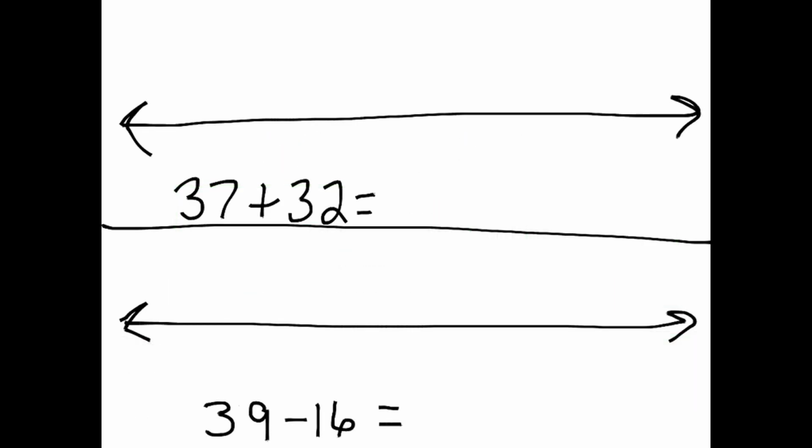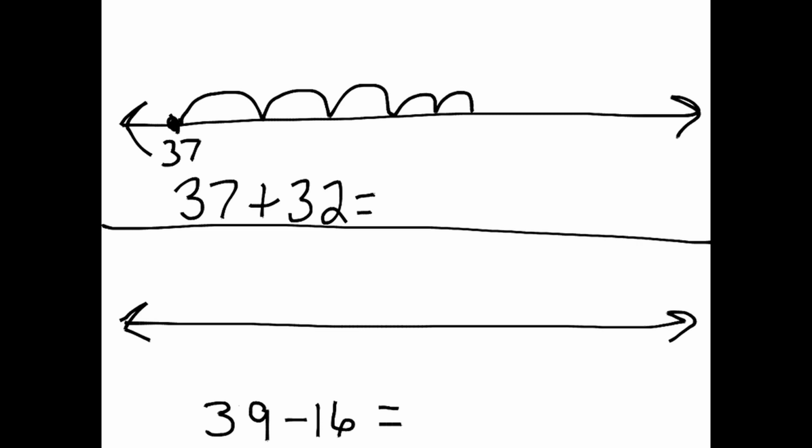Going to show you how to add and subtract on what we call an open number line. First one, 37 plus 32. We start at the bigger number, which is 37. And we have to add 32. So we're going to do that in tens and ones. So we're going to do 3 tens, 10, 20, 30, 1, 2.